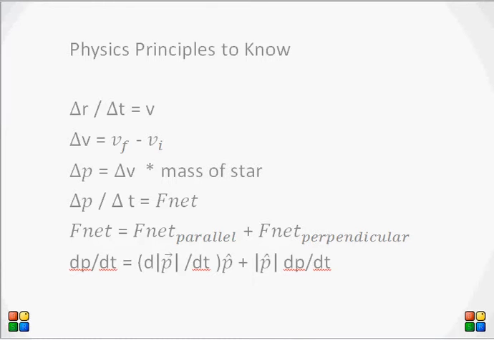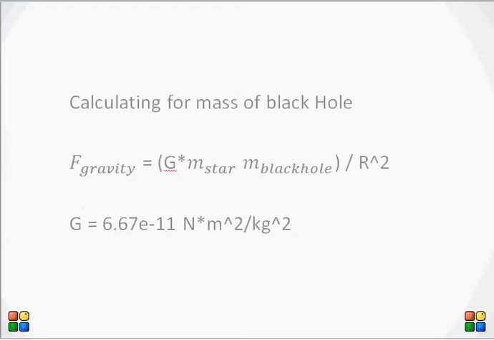Fnet will be represented as change in momentum over change in time. Fnet can be broken down into the parallel and perpendicular components, as well as dp/dt, which gives us the perpendicular and parallel components. The perpendicular component will give us the curving motion, while the parallel will give us the change in speed. In order to calculate the mass of the black hole itself, we use the gravitational force formula, which is equal to G, the constant 6.67e-11, times the mass of the star, times the mass of the black hole, all over r squared.